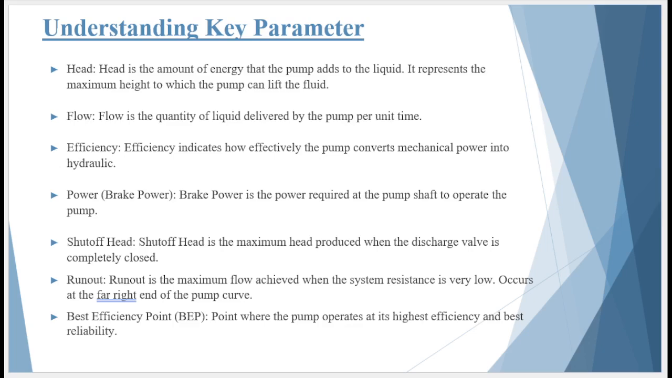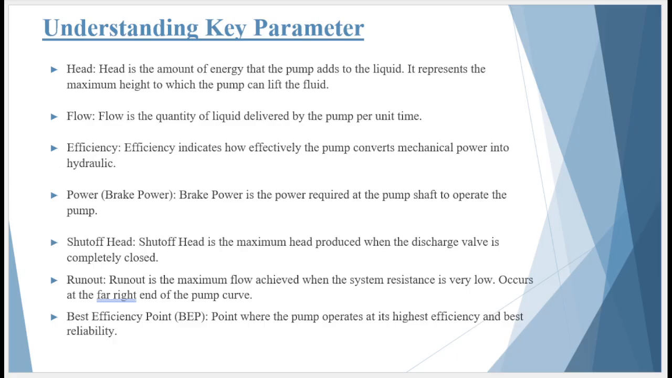Brake power. The next parameter is brake power, also known as shaft power. Brake power is the actual power required at the pump shaft to operate the pump. This power is supplied by the electric motor and is usually expressed in kilowatts or horsepower. Selecting the correct motor depends on this value.